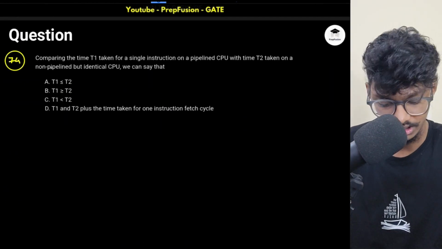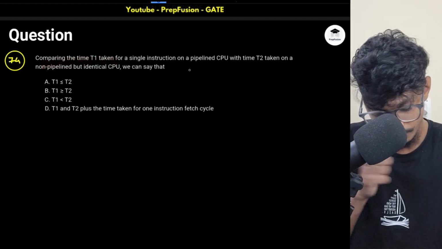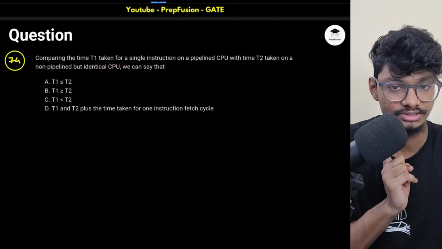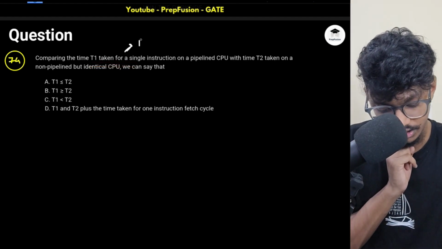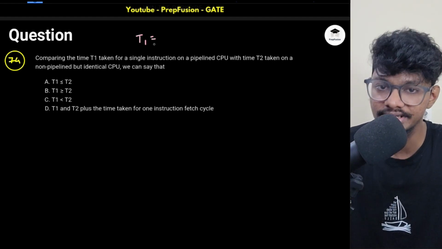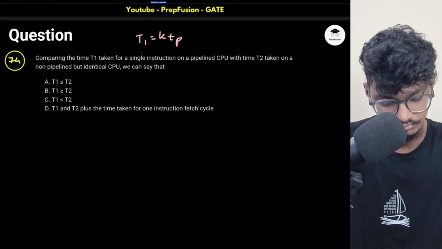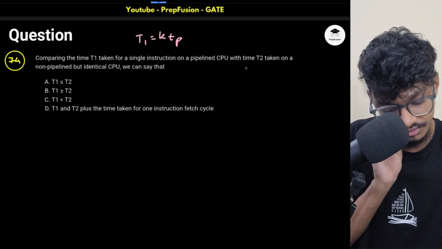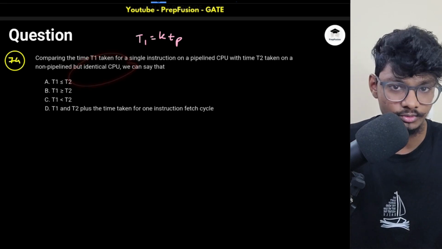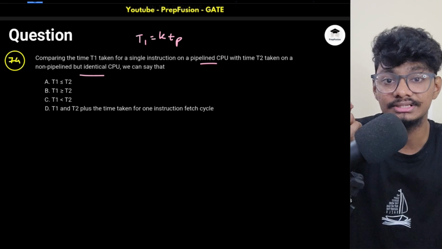Let's do this question. Compare the time T1 taken for a single instruction on a pipelined CPU with the time T2 taken on a non-pipelined but identical CPU. What will my T1 be? If I am doing only a single instruction, n is 1, so it will simply take k times Tp. What does identical CPU mean? Identical CPU means they have the same clock frequency.